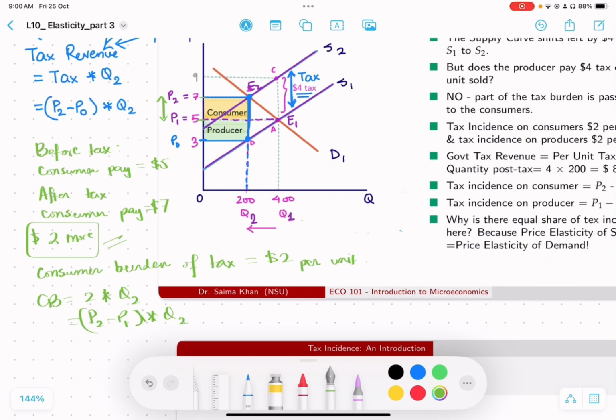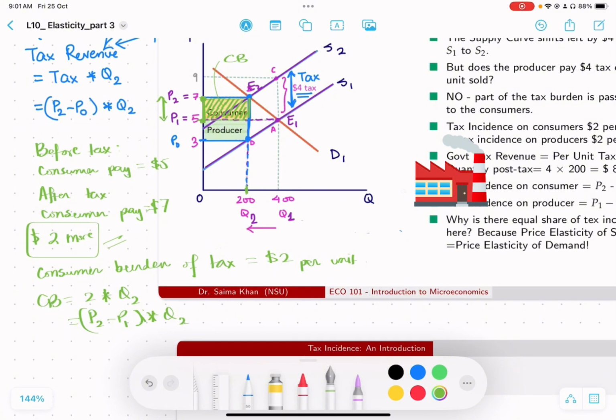Graphically, the consumer previously was paying $5. Now he's paying $7, which is P2. So per unit, this is the tax he's paying. Because a total of Q2 is being bought, the consumer burden of tax, the total share of the government revenue that consumers pay, is this shaded region. So this is the consumer burden of tax.